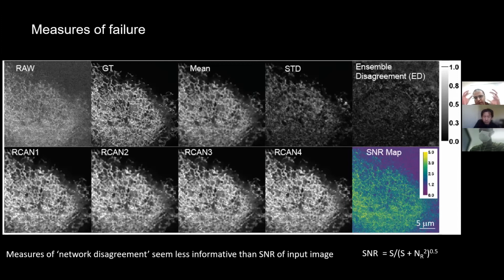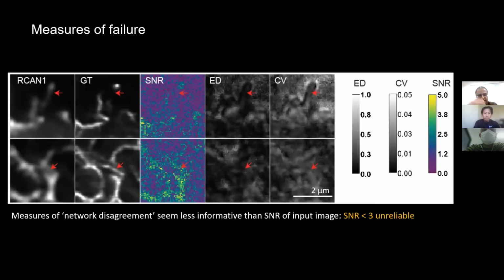The problem is that these measures of variance, if you train different networks, at least in our view, are not especially informative. The standard deviation and the ensemble disagreement were not especially informative as far as telling us where the network failed. What was much more informative is a simple signal to noise ratio metric where we converted the raw data into this signal to noise ratio. So given some assumptions about the number of photons in each pixel and the read noise of the camera, we can make this per pixel SNR map. And what we found is that if the SNR fell to less than some critical level in the input data, the network gave us garbage.